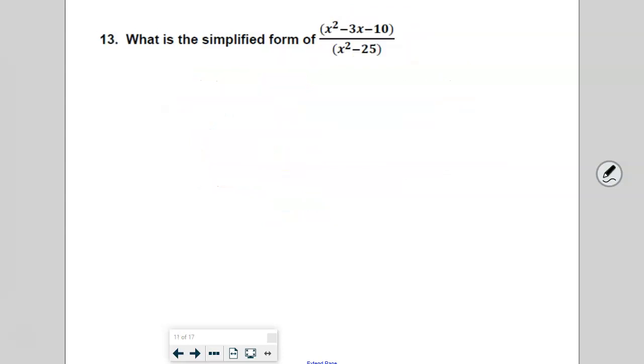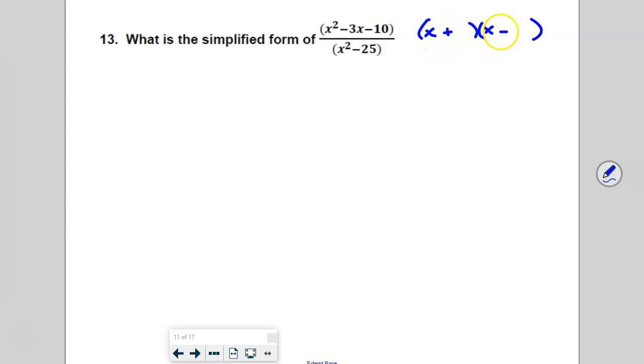All right, 13, they want you to simplify this. The reason those polynomials are in parentheses is because I'm expecting you to know how to factor those. So pretty basic factoring here on this first one, a trinomial. Just watch your signs. I'm trying to multiply to negative 10. I want your factors to add up to negative 3.